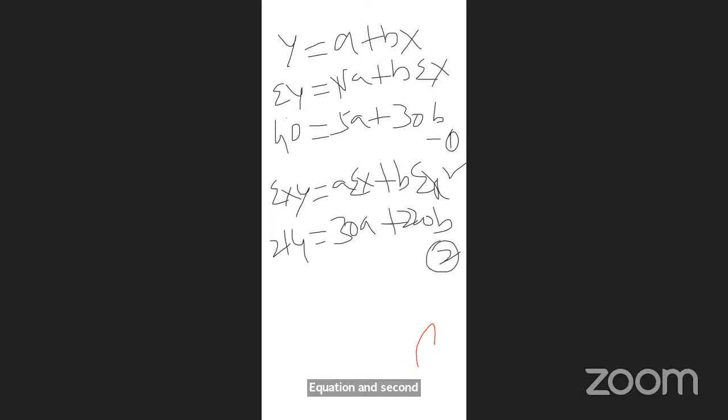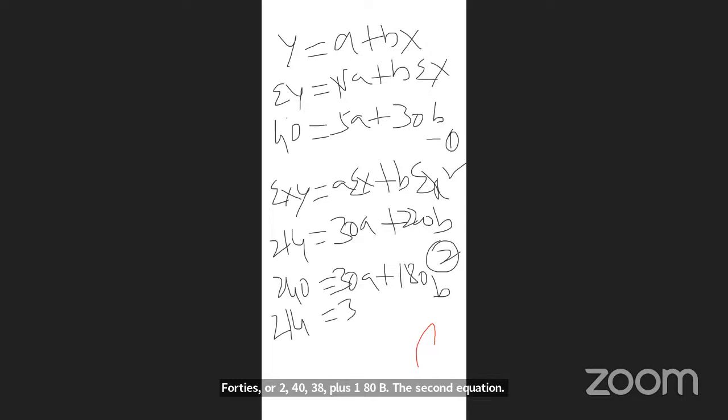There is a common factor: 5a and 30a. That means it is a multiple of 5, so we can multiply by 6. The first equation I'll multiply with 6. So 6 times 40 is 240, equal to 30a plus 180b. The second equation I'll take as it is: 214 equals 30a plus 220b. So now I am solving both the equations.